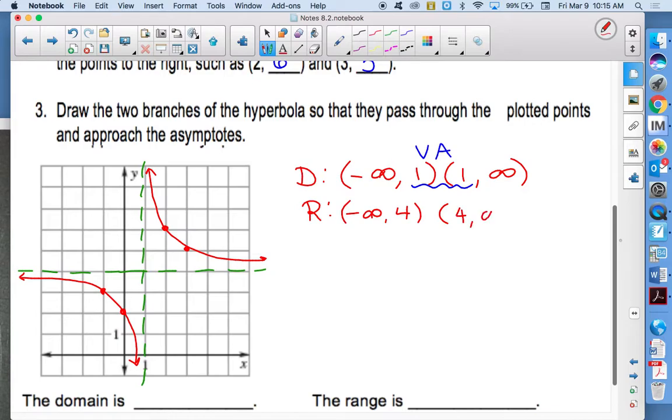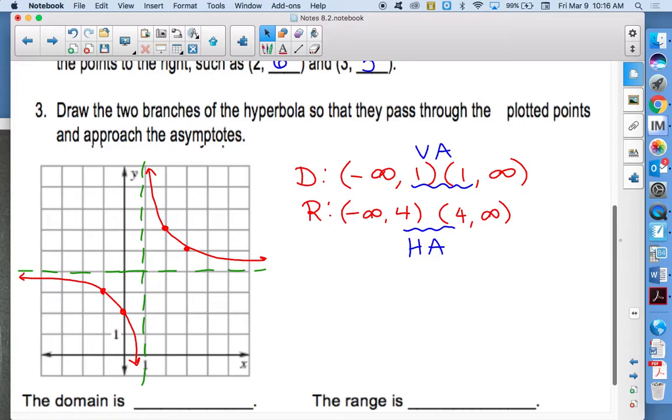Right, and 4 to infinity. And the range, these numbers here, are the horizontal asymptote. That was y equals 4, so that's helping us get the range. So it's going from -infinity up and stopping at 4. It'll get really close to it, it'll approach it, but it'll never touch it. And then on the other side, it's going then up above 4, and then it goes to infinity. Questions?